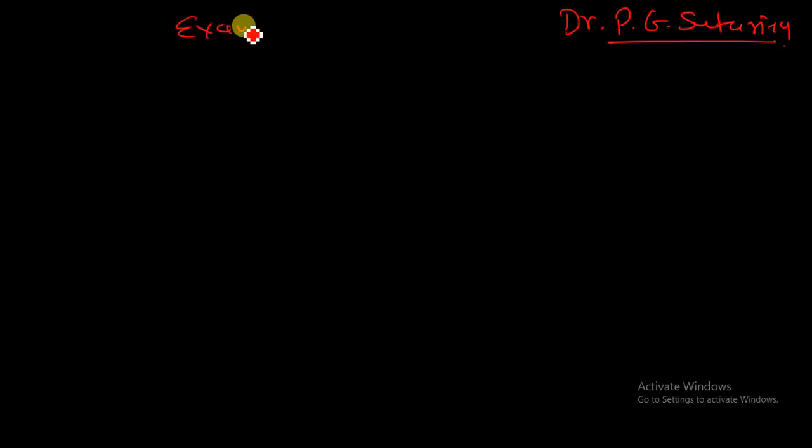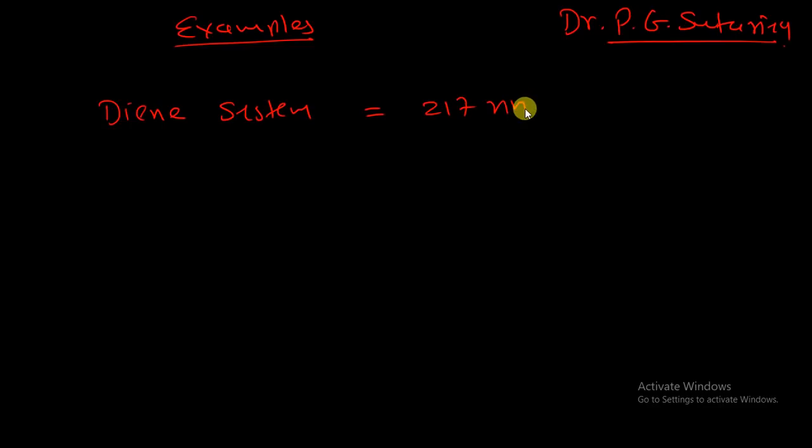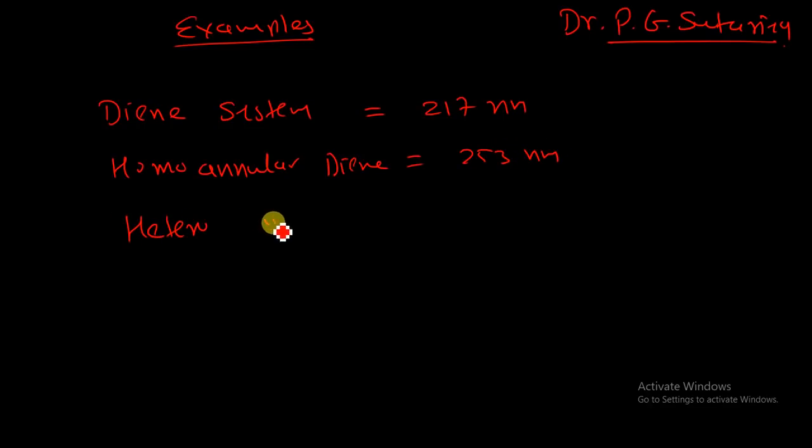So in UV spectroscopy, we have started the examples. So let us revise these examples, rules and regulations. Suppose if we are having a simple diene system, at that time we have to add 217 nanometer. Now suppose if we are having a homoannular diene system, at that time we have to add 253 nanometer. Suppose if we are having a heteroannular diene system, we have to add 215 nanometer.